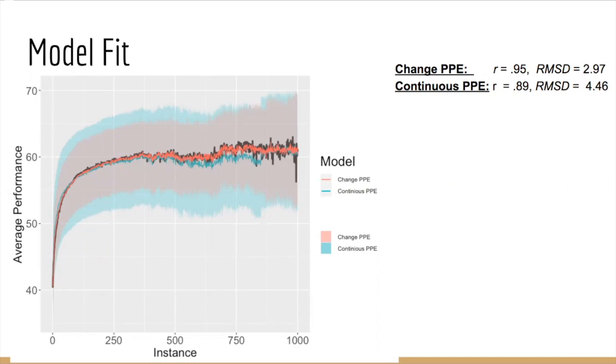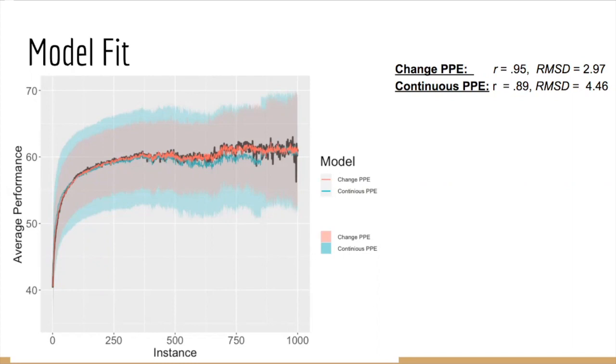We will now look at the results of our model comparison, comparing the two models' ability to fit the data, as well as evaluating our 4 hypotheses for this paper. First, we compared the participants' average performance as a function of instances of practice, shown here in black, and each model's fit to the human data. Change PP is shown in red, and the continuous PP is shown in blue. From the figure, we can see that both models fit the average performance fairly well, while the change PP has a slightly higher correlation and lower RMSD compared to the continuous PP.